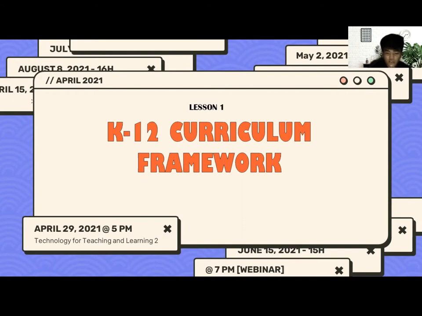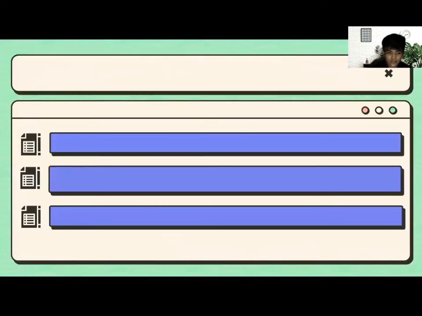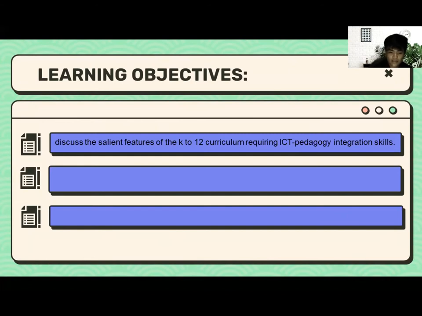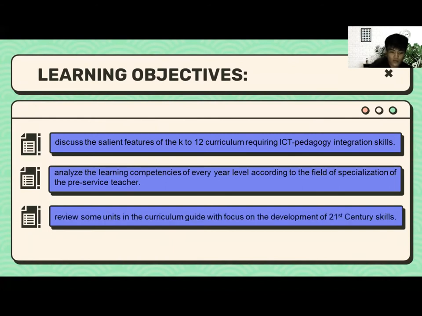As we go on to this discussion, let's have these learning objectives. Our first learning objective is to discuss the salient features of the K-12 curriculum requiring ICT pedagogy integration skills. Second, analyze the learning competencies of every year level according to the field of specialization of the pre-service teacher. The third one will be to review some units in the curriculum guide with focus on the development of 21st century skills.